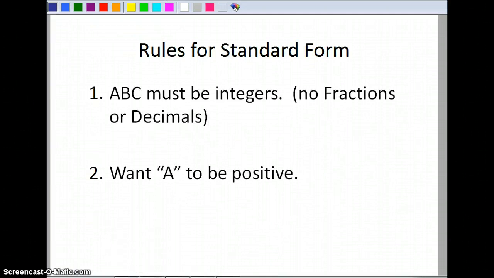Now there's a couple of rules that we need to look at for standard form. Your a, b, and c values must be integers. That simply means that you can't have any fractions or decimals. And we generally want our a value to be positive. It's not technically a rule, but it's kind of just a standard.